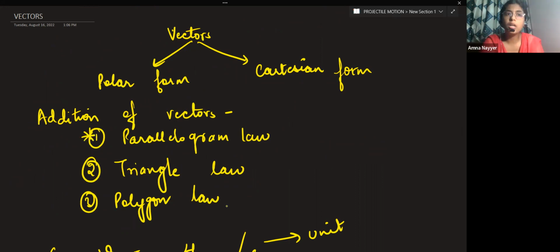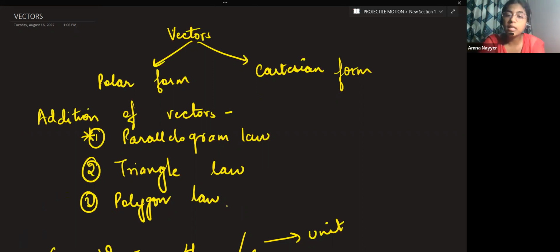Triangle law and polygon law will be restricted till your class 11th only, and only certain questions will come, and that too rarely. Questions based on triangle law and polygon law, polygon law is the rarest of all. For triangle law, certain questions are asked in 11th; in UTs, they can be asked for 2 markers. But parallelogram law, till the last lesson of your physics of class 12th, you have to apply parallelogram law. Without that, you won't be able to solve it.